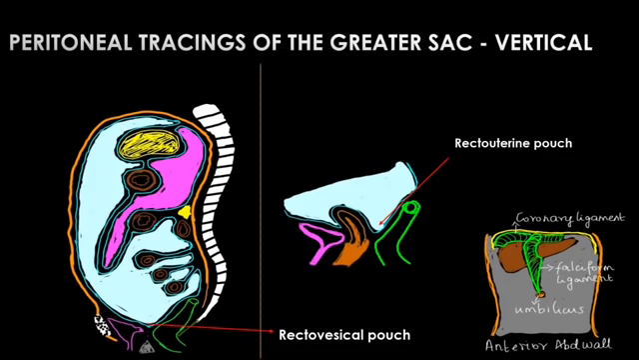Anteriorly also there is a pouch formed between the uterus and the urinary bladder, and this is a little bit superficial pouch, and this is called the vesicouterine pouch.